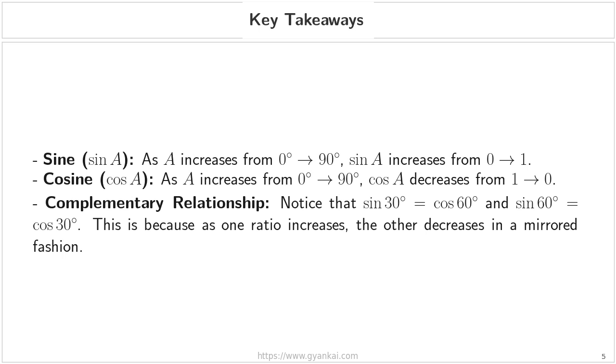Finally, I want you to notice a very beautiful and important pattern called the complementary relationship. If you look closely at our tables from the previous slides, you'll see that sine 30 degrees is exactly equal to cosine 60 degrees, and similarly, sine 60 degrees equals cosine 30 degrees. This happens because as the sine ratio increases, the cosine ratio decreases in a perfectly mirrored fashion. Keep this symmetry in mind, as it will be incredibly helpful when we move on to identifying common mistakes in the next slide. Now that we have looked at the specific numerical values and visualized the movement of the ladder, let's bring everything together with our key takeaways.